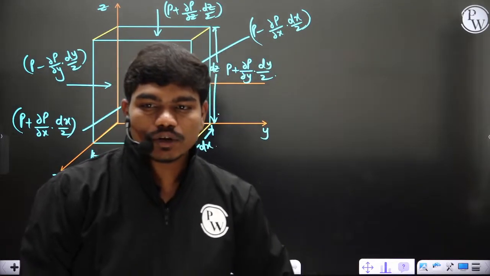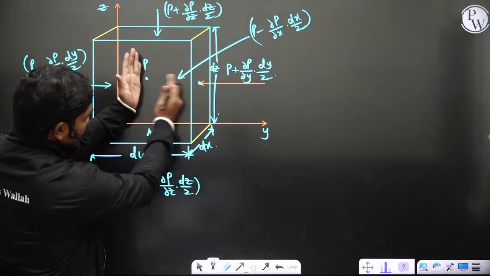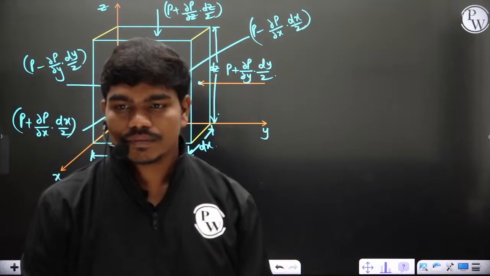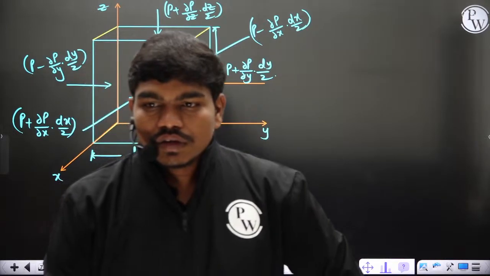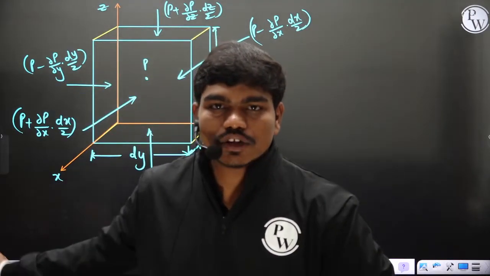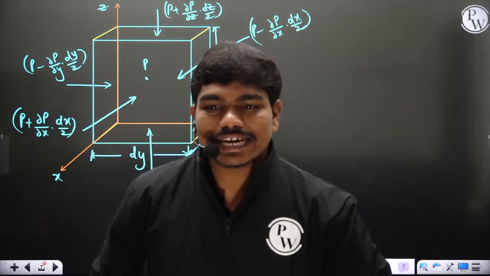So why sir dy by 2, why not dy? Because the distance between this point and this point is only half of this total dy. That's it. Clear? Can you understand this? Is this writing of components on the 6 faces clear to all of you?